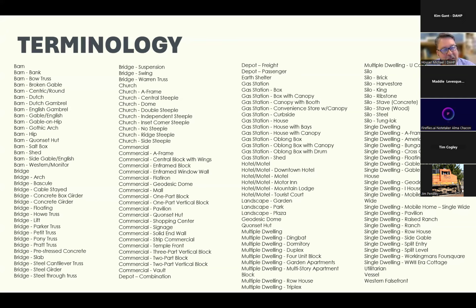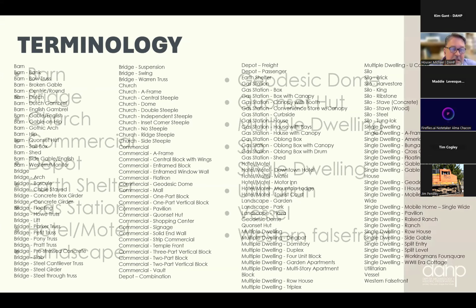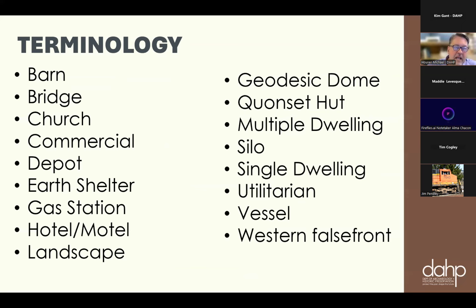So this is DAHP's version, the Washington State version of terminology. It greatly expands Oregon's for sure. There are 148 different options in the pick list, which you might say, Michael, this is crazy. Why do we do that sort of thing? So one of the things that we've done is break them down into bigger categories. So there's typologies for barns, bridges, churches, commercial, and so forth. Some of these are just a single category. Some of these have broken down into subcategories.